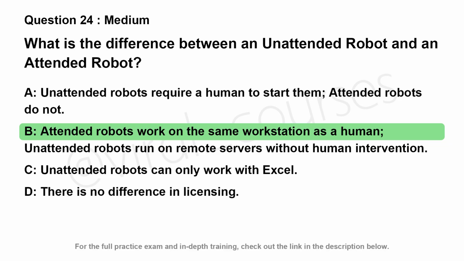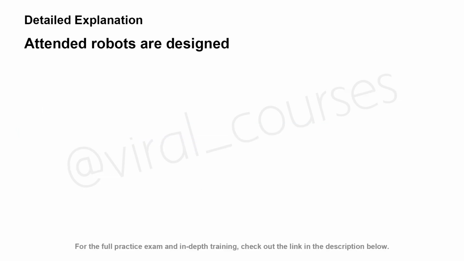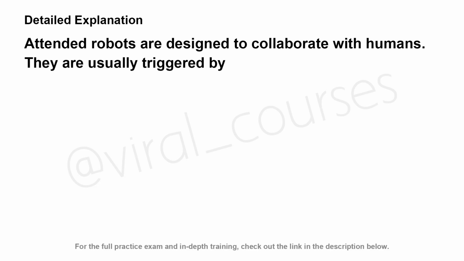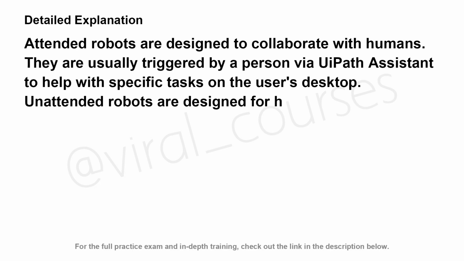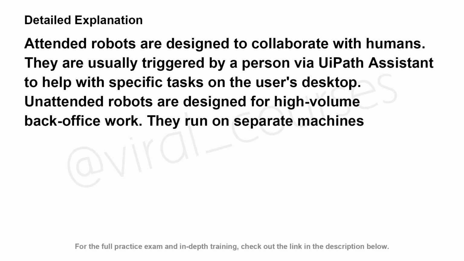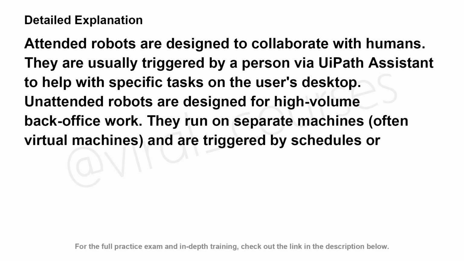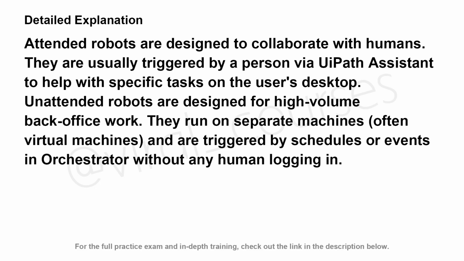The correct answer is B. Attended robots are designed to collaborate with humans. They are usually triggered by a person via UiPath Assistant to help with specific tasks on the user's desktop. Unattended robots are designed for high-volume back-office work. They run on separate machines, often virtual machines, and are triggered by schedules or events in Orchestrator without any human logging in.